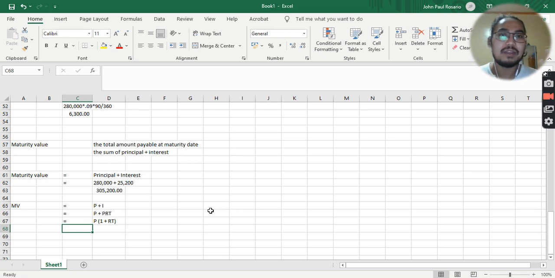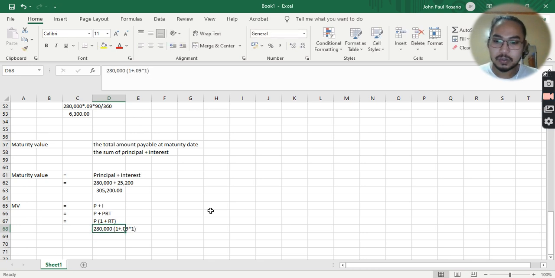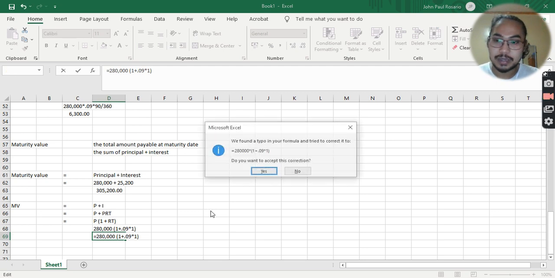Kaya di ba, what if given ka sa principal, sa rate, sa time, dayon, ang pangutana sa imo is not the interest but the maturity value na diretso. So you can do this shortcut na dayon. So imuha na yung principal. So we know for a fact that our principal is 280,000. And then, multiplied by 1 plus our rate is 0.09 multiplied by our time. So our time here is 1. So if we solve for this, it will still result to 305,200 as you can see here.